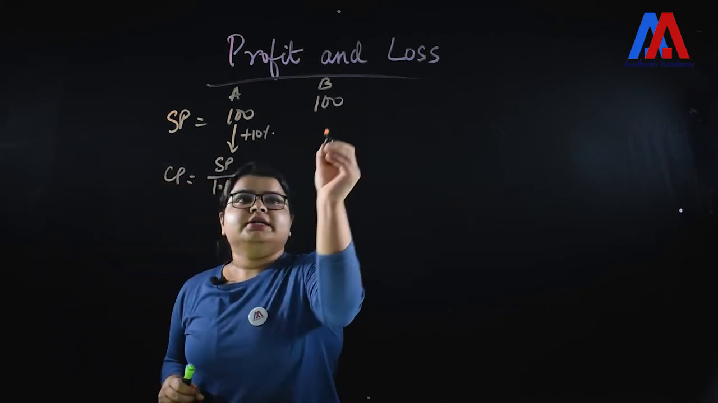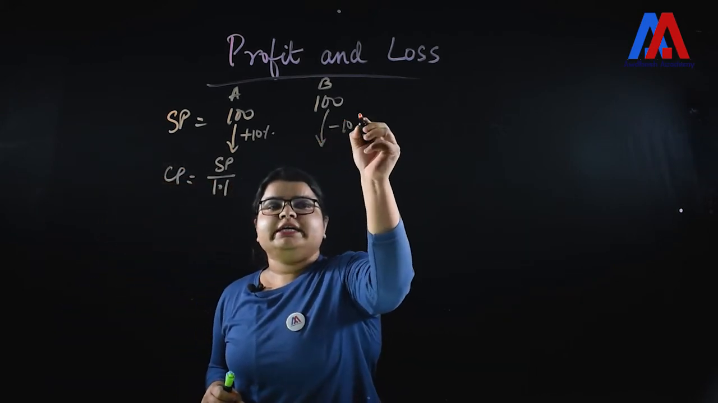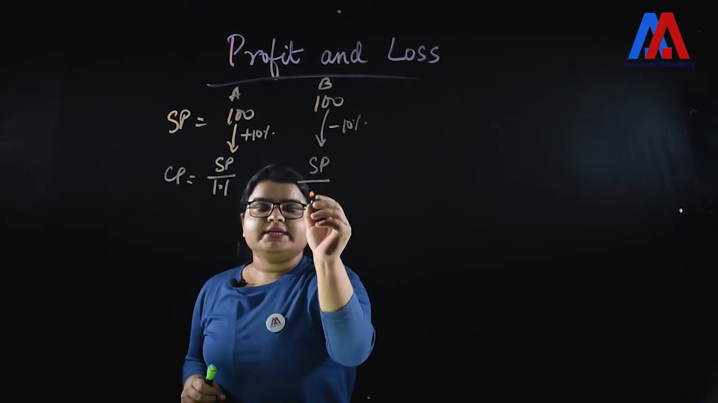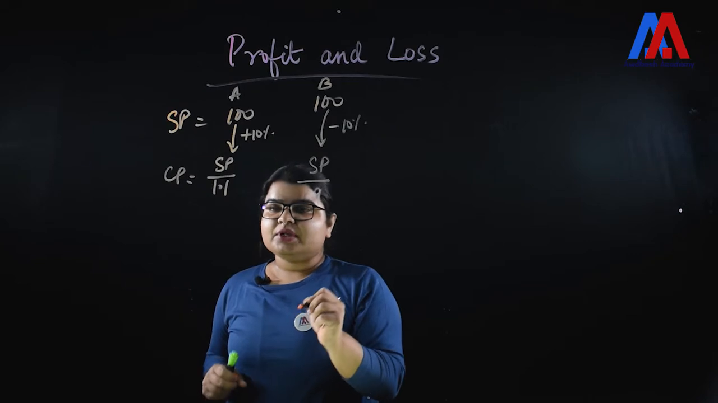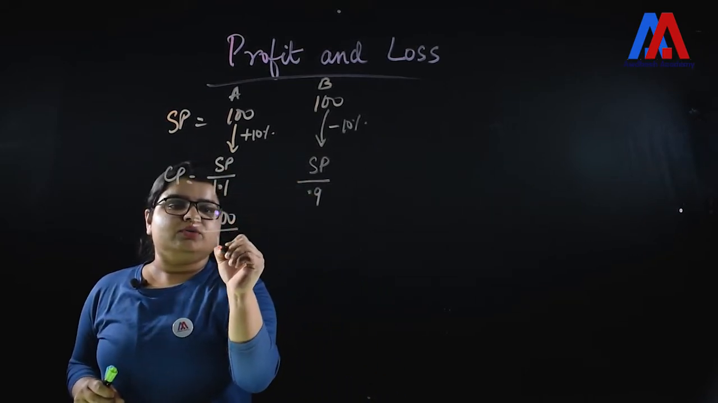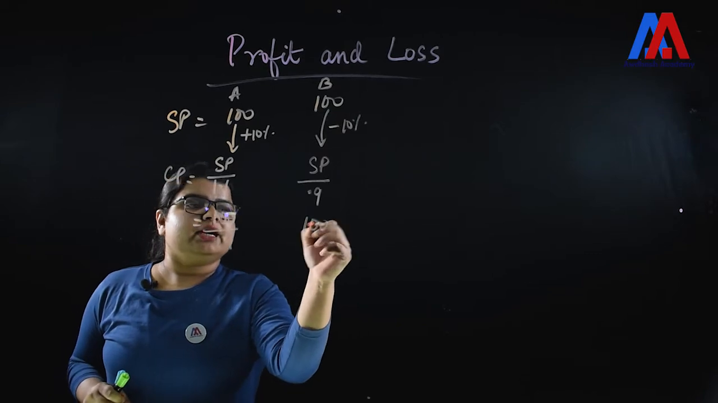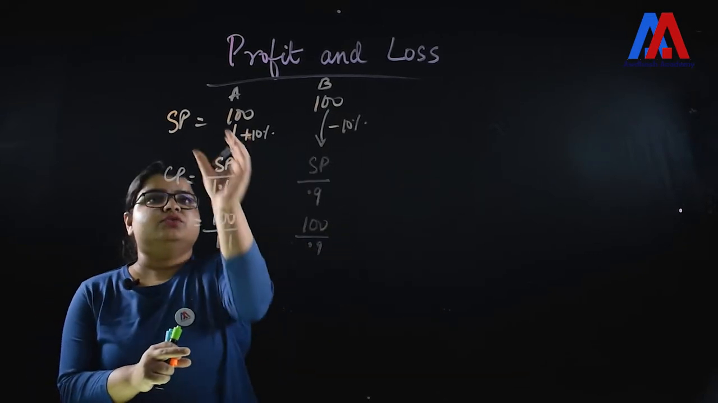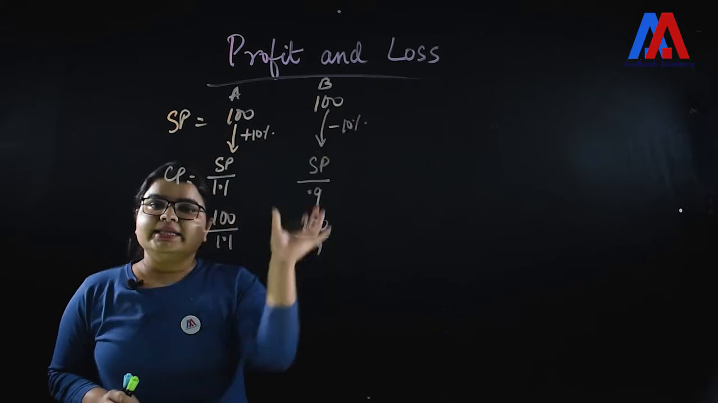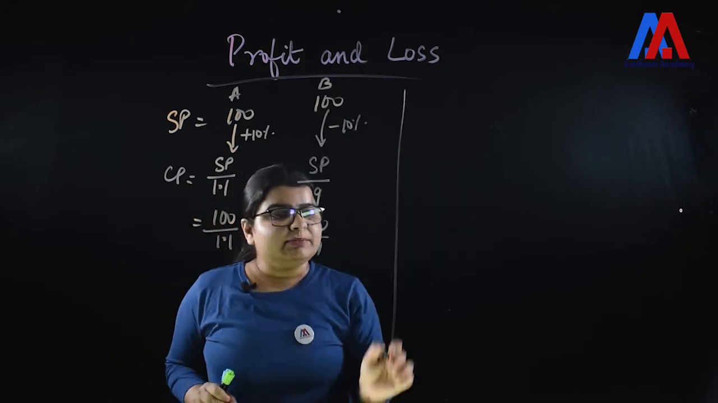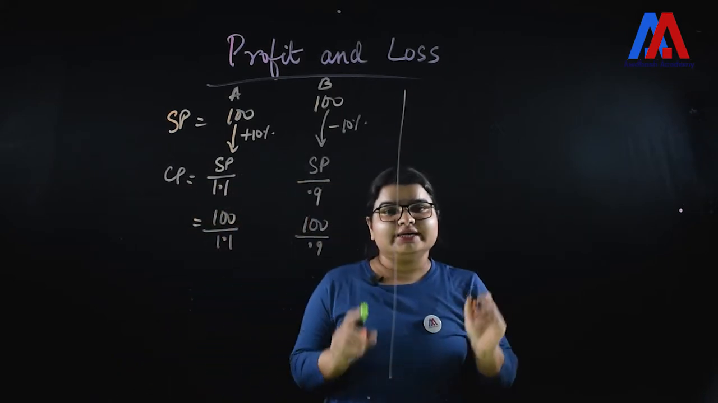And here suppose this has made 10% loss. So you can calculate it by selling price upon 0.9. Thus you can have this as 100 upon 1.1 and 100 upon 0.9. Then you find the cost price, then you find the sum of the selling price, and then you see if you have made profit or loss.